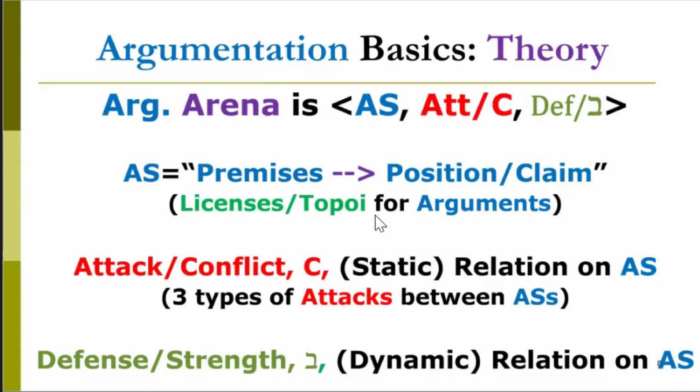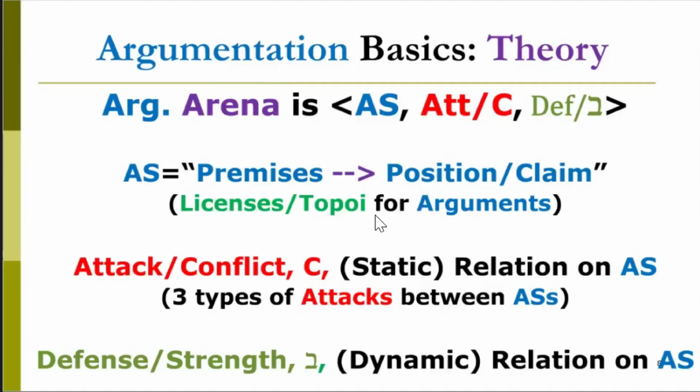So what is an argumentation framework? How do we formalize argumentation? It's very simple. We have a framework or an arena where we do the argumentative reasoning. It's made out of three components. The first component is these argument schemes, which are basically associations between some information, premises, onto some other statement, a position or a claim or a conclusion or an option when we're deciding.